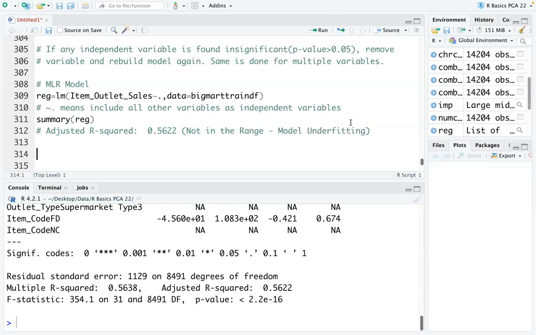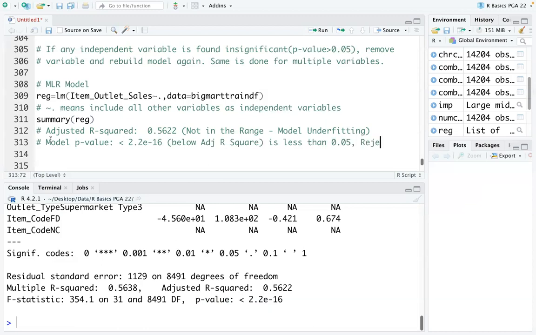Right? It is not 0.60 to 0.95. As you can see here, 0.5622 is the adjusted R square. Now, below the adjusted R square you will see the p-value. The model p-value, which is below adjusted R square, is less than 0.05, where we are rejecting the null.